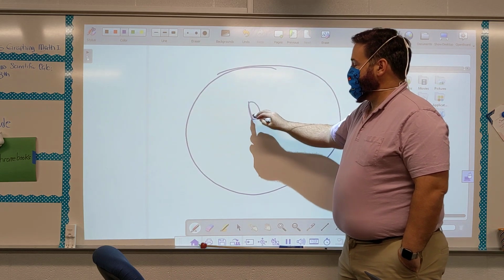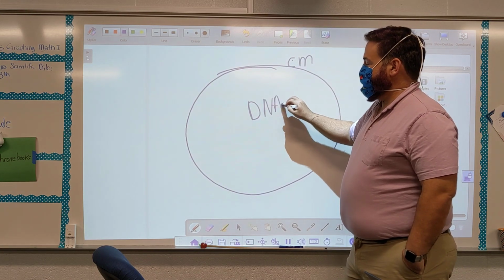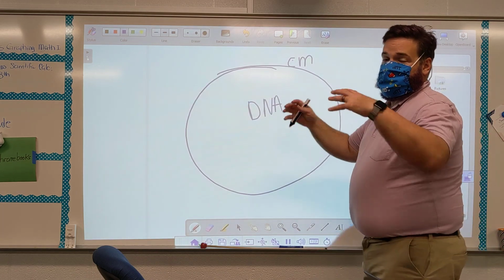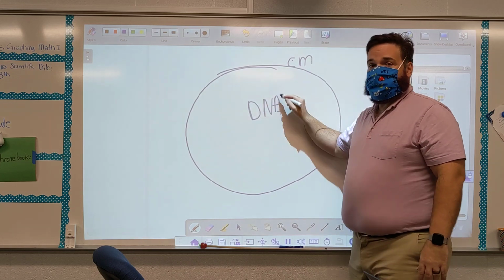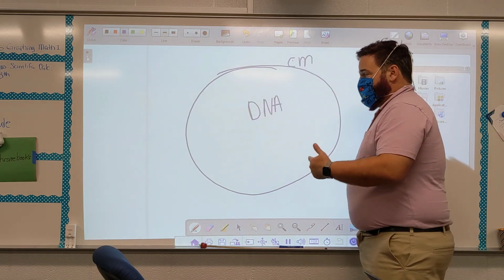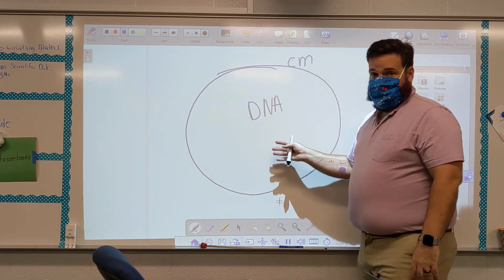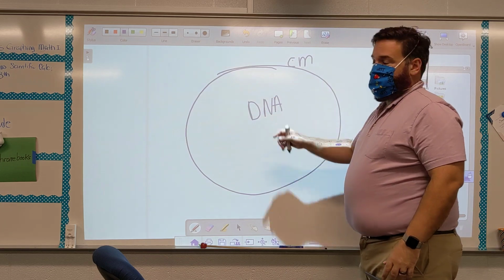So every cell has to have a cell membrane. Every cell has DNA. In some cells, eukaryotes for example, the DNA is enclosed in a membrane. We call that the nucleus. And then in some cells, like prokaryotes, the DNA is just there in the cell. It's not floating around willy-nilly. It's all together, but it's just there.